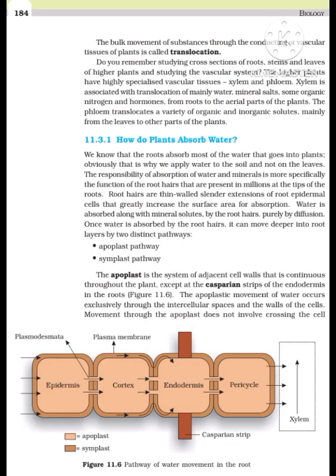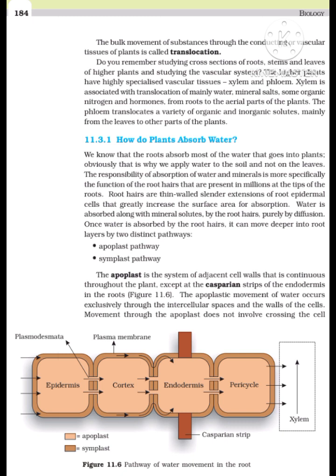The bulk movement of substances through the conducting or vascular tissues of plants is called translocation. Do you remember studying cross-sections of roots, stems and leaves of higher plants and studying the vascular system? The higher plants have highly specialized vascular tissues, xylem and phloem. Xylem is associated with translocation of mainly water, mineral salts, some organic nitrogen and hormones, from roots to the aerial parts of the plants. The phloem translocates a variety of organic and inorganic solutes, mainly from the leaves to other parts of the plants.